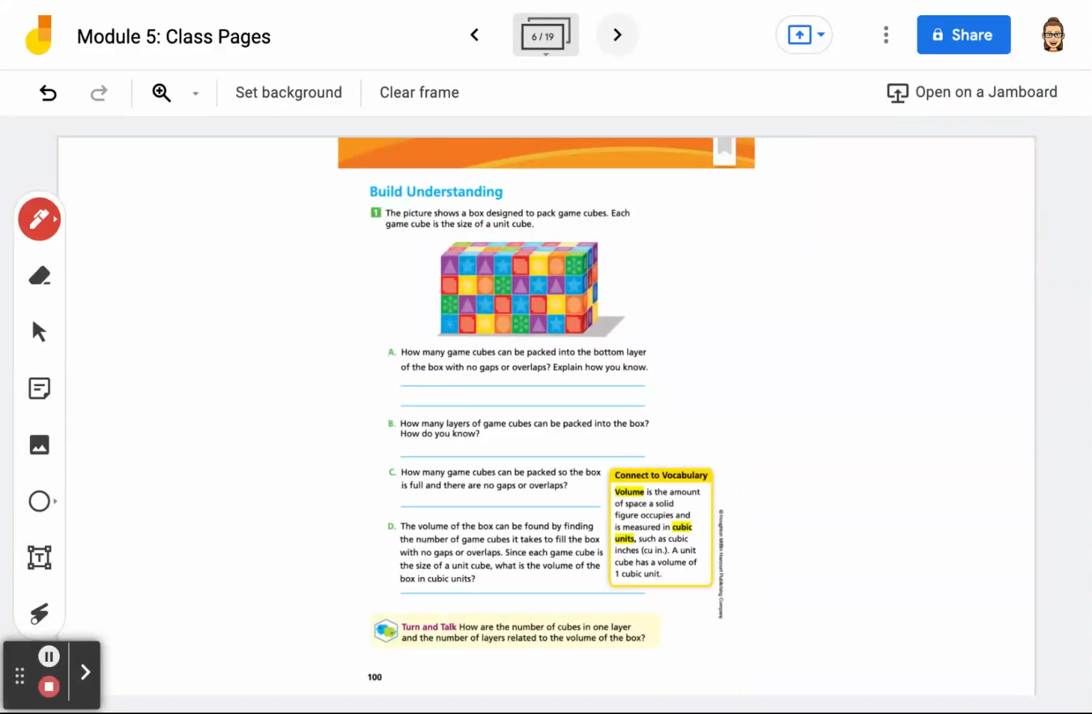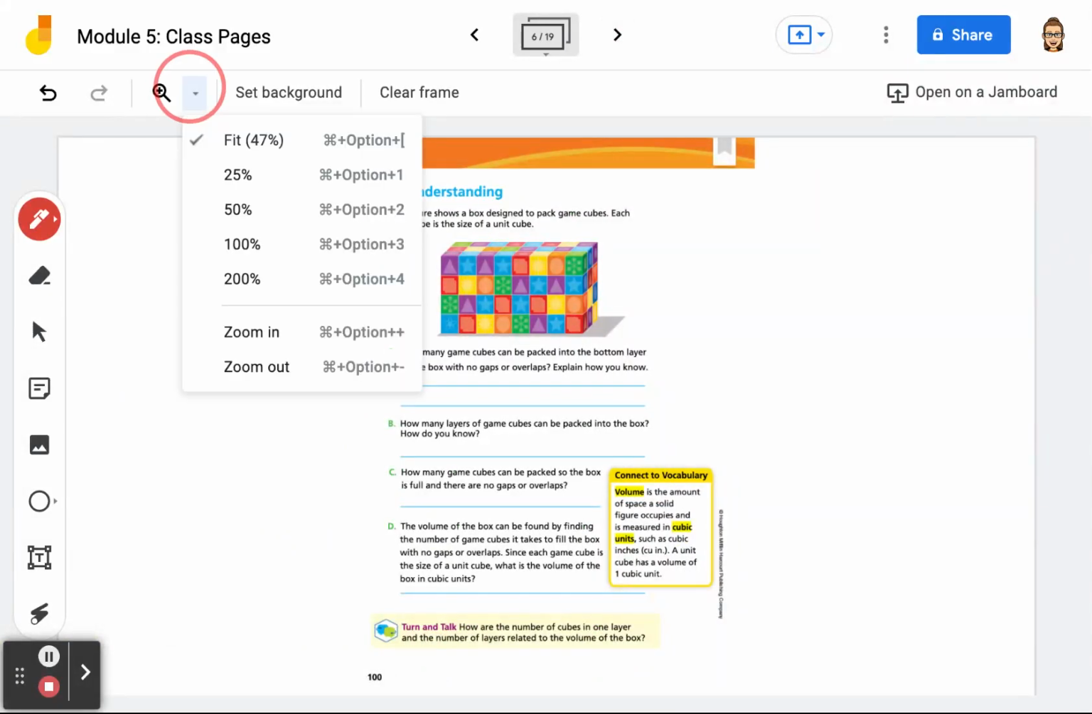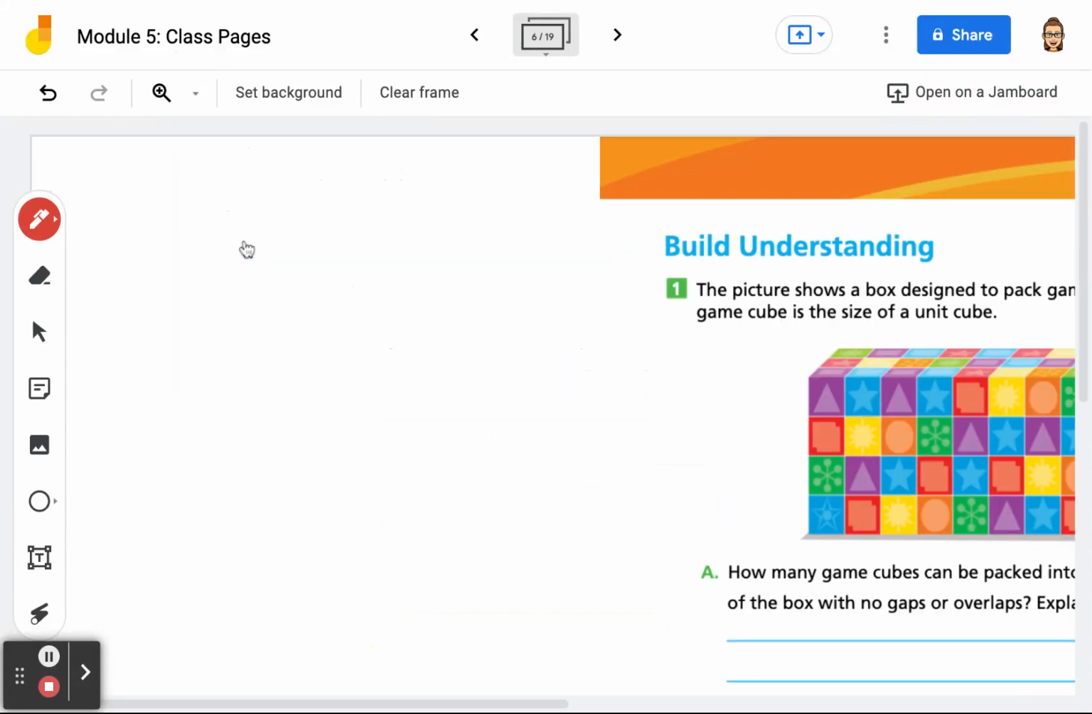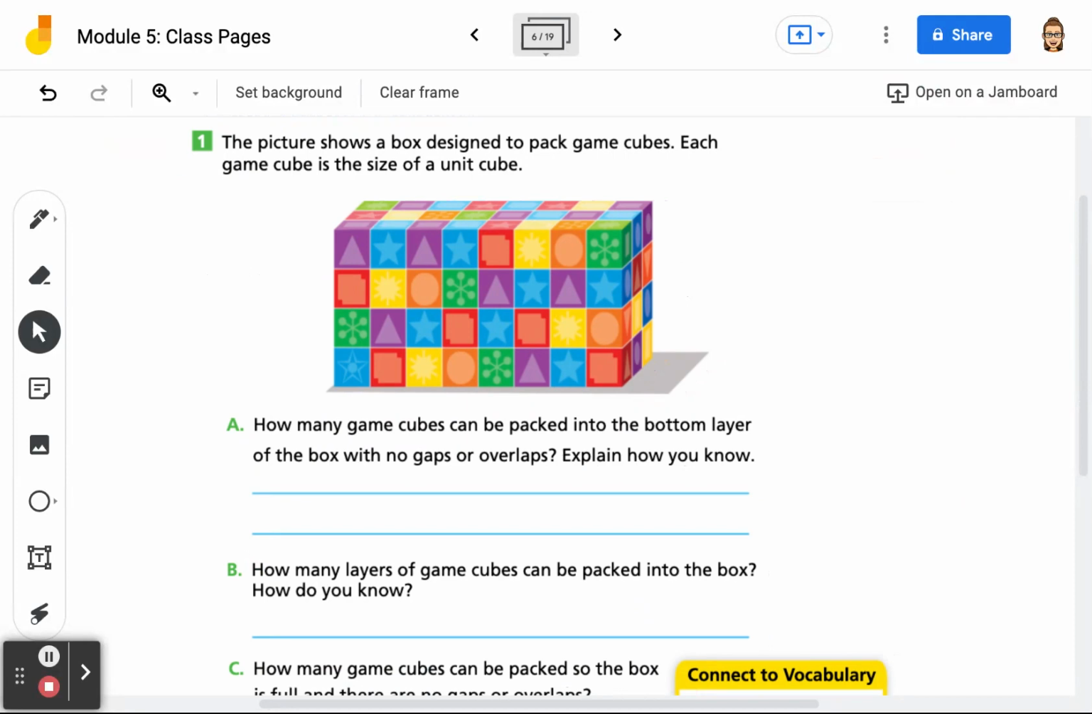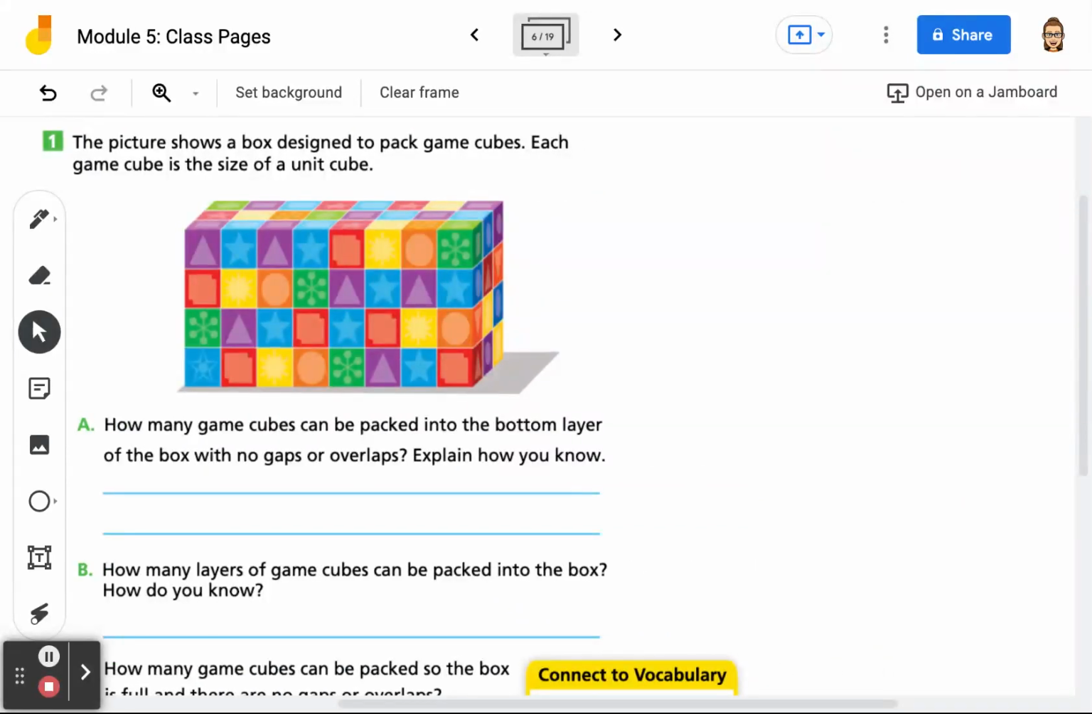So it says the picture shows a box designed to pack game cubes. Each game cube is the size of a unit cube. So how many game cubes can be packed into the bottom layer of the box with no gaps or overlaps? Explain how you know.